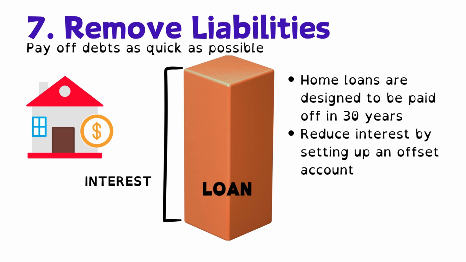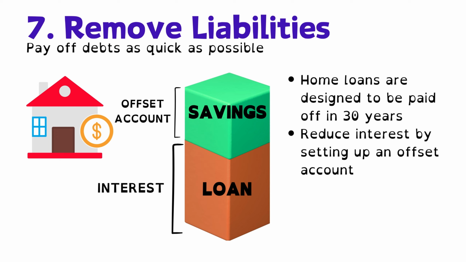Where possible, get an offset account. In these cases, your savings is taken off the home loan amount and you only charge interest on the remainder, but you can still get access to the savings whenever you want.